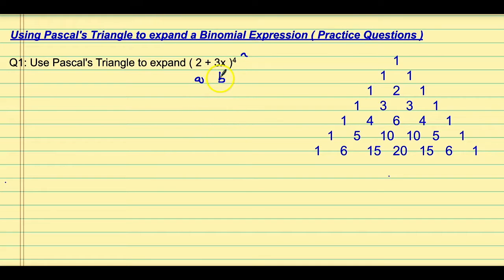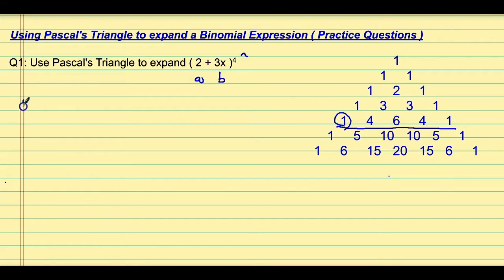Now, for this one, because it's to the power of 4, we use the fifth row in Pascal's triangle. We always use one row on from what the power was outside the bracket. So if it was to the power of 7, we'd use the 8th row. To the power of 13, you'd use the 14th row, and so on. So in general terms, first of all, we use the first number in the fifth row of Pascal's triangle. This is going to help us generate our coefficients for each term.